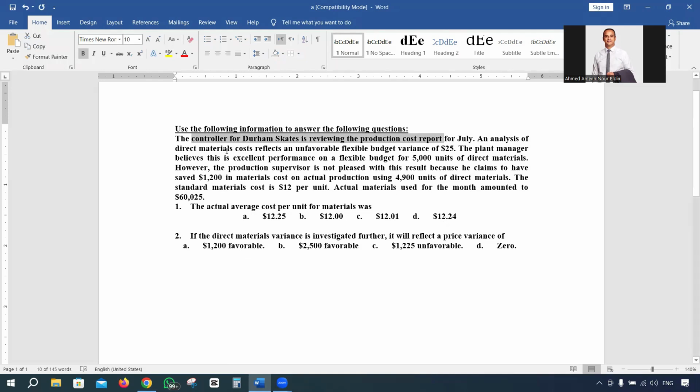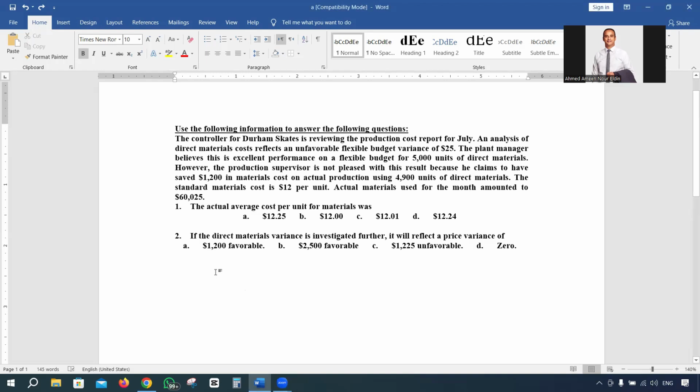An analysis of direct material, investigating the direct material costs, reflects an unfavorable flexible budget variance of $25. Unfavorable flexible budget variance means that the actual amount paid for material is much greater than the budgeted amount.